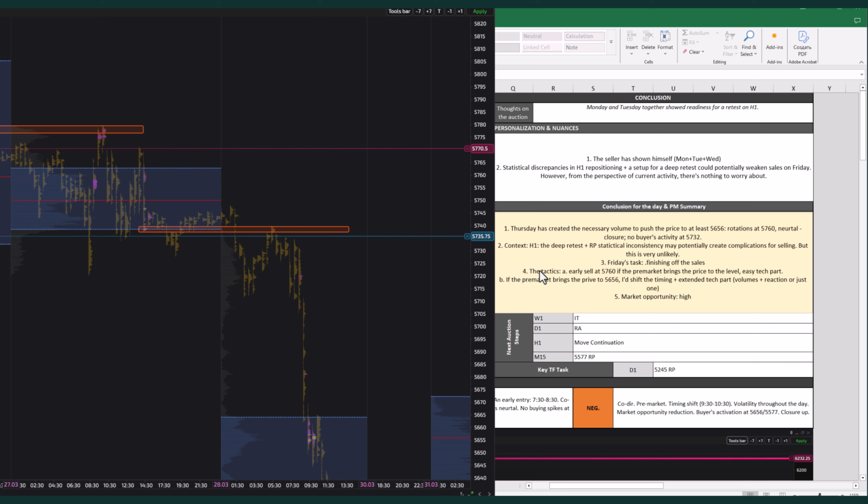So the trading itself shouldn't be complicated. It shouldn't create any emotions, any unnecessary thoughts in your head. No, it should be simple.